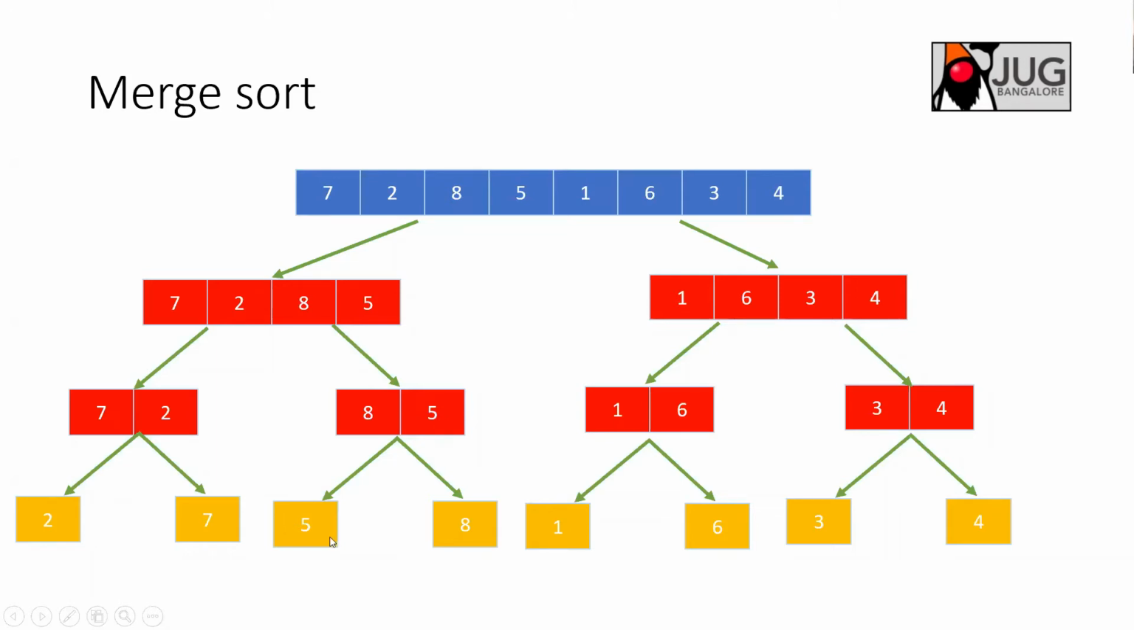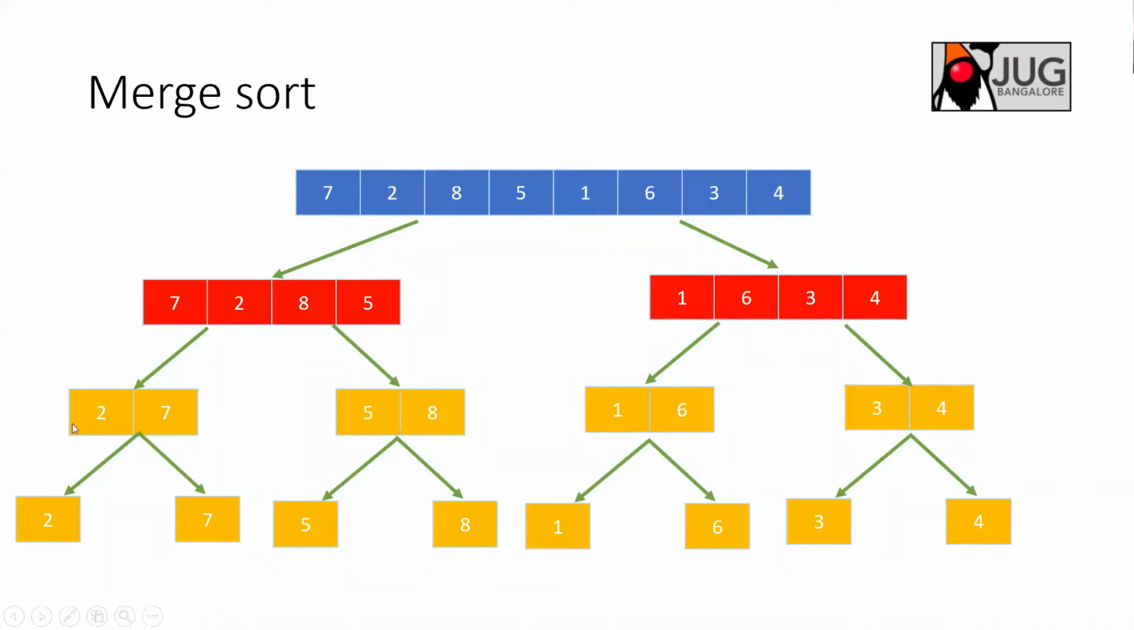And in this case, 8 and 5 come first, and 8 will come after that. 1, 6 and 3, 4 in this case. So these things will be merged. Basically you are doing a comparison and merging. That is what happens after the first iteration. Once you reach the base condition, you go on merging the arrays.